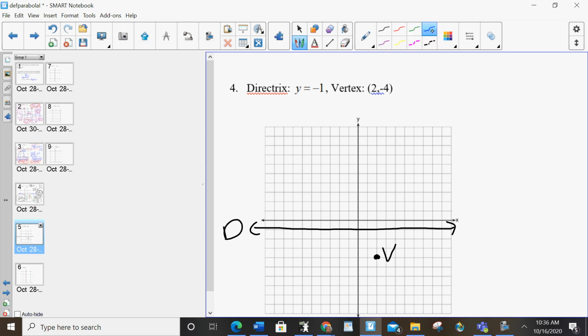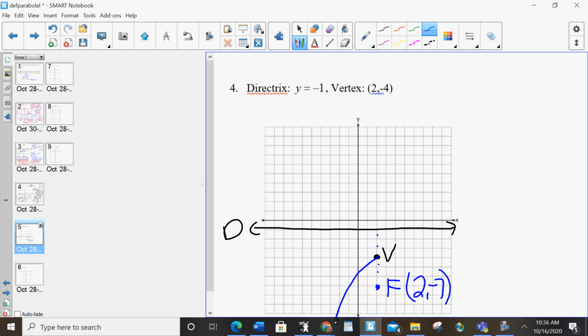So where exactly is it going to go? Since it's 1, 2, 3 to get to the vertex, it's 1, 2, 3 more to get to the focus. The coordinates of the focus are 2, negative 7. So on a test question, I might ask for the focus, I might ask for the vertex, I might ask for the directrix, or I might ask for the equation of the parabola. So we're taking a look at finding all those things.